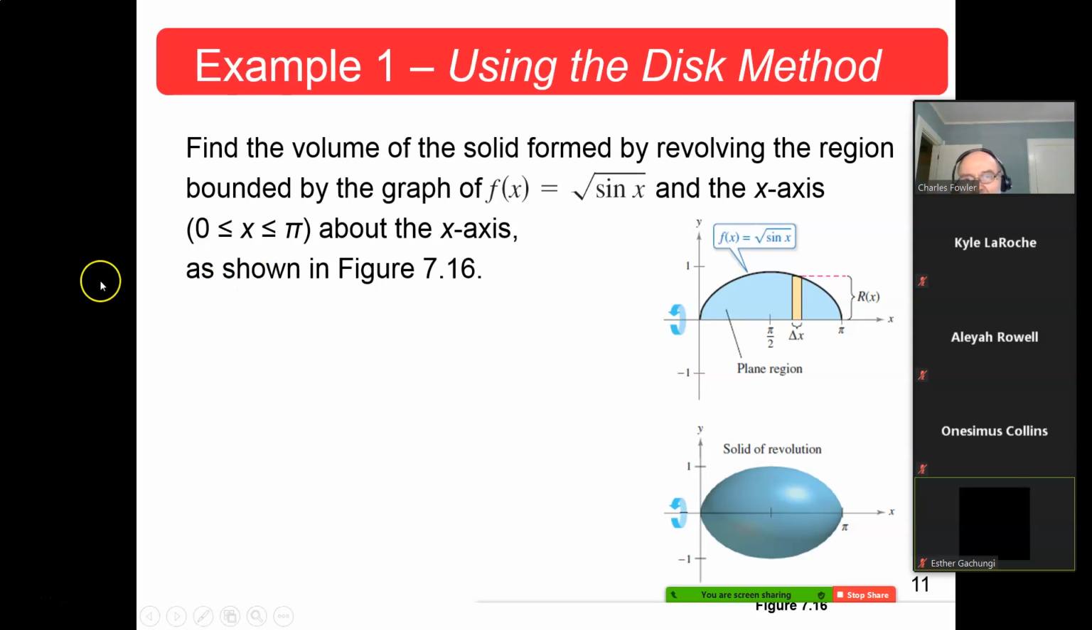Here's why. When x equals 0, sine of x is 0, so the square root of 0 is 0. Then it increases until you get to pi, where sine of x is equal to 0 again, so you're only dealing with the part above the x-axis. You're not doing anything underneath the x-axis. You're going to revolve that around the x-axis. Your function value, the square root of sine x, becomes the radius of that little rectangle.